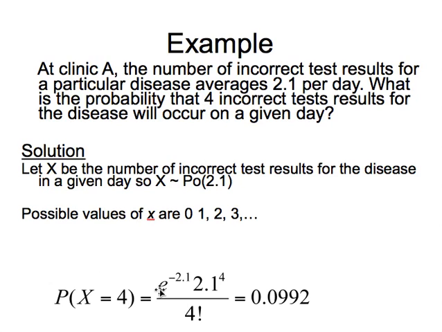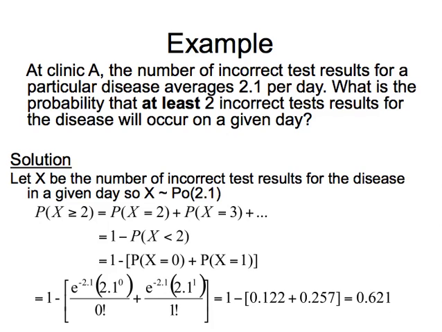So e to the power of negative lambda, where lambda is 2.1, times lambda, 2.1, to the x, which is 4, over 4 factorial. And you punch that in your calculator, your answer should be 0.0992.